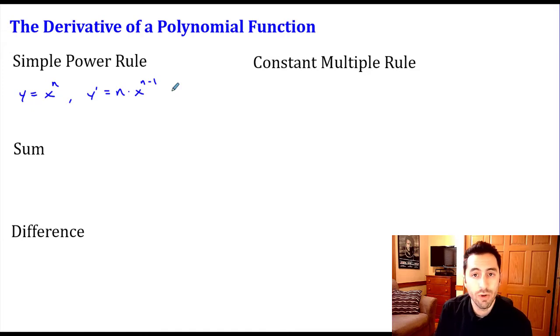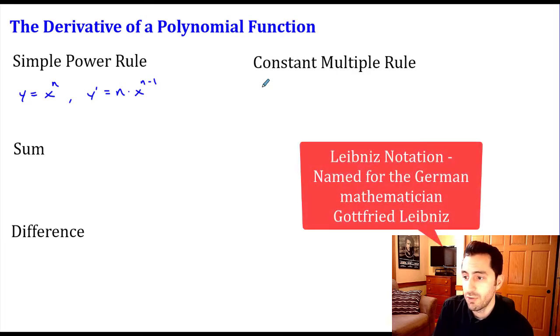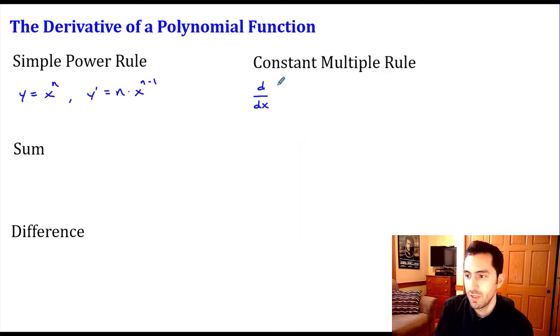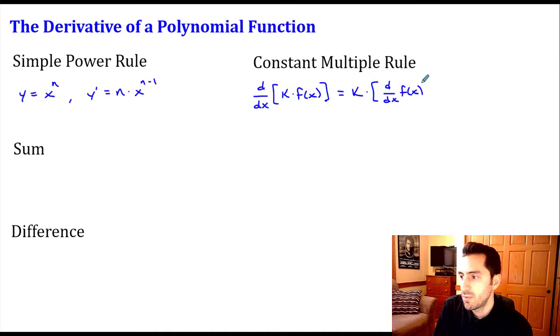To take care of our coefficients, we have the constant rule. So I'm going to write this in Leibniz notation. So we have d over dx. This just stands for the derivative. So if I have the derivative of a function that is multiplied by a constant, so here k is going to be my constant, I can actually bring that constant out of the derivative. So this is the same as the constant times the derivative of our function. So this allows me to separate my coefficients from my variables in my polynomial.